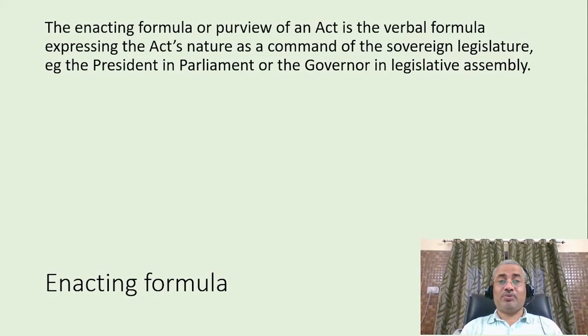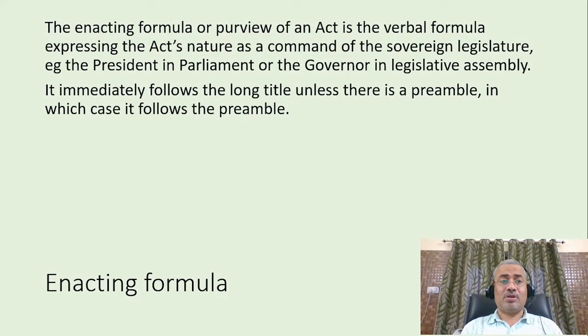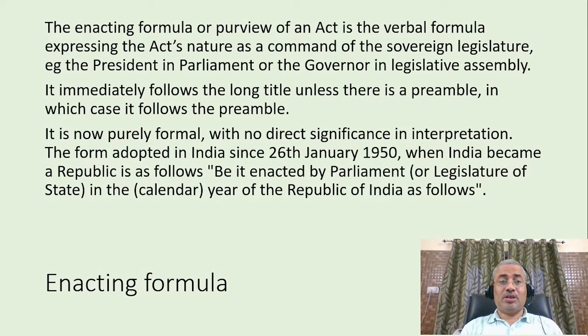Then comes the enacting formula. The enacting formula or purview of an act is the verbal formula expressing the act's nature as a command of the sovereign. So basically notice here the command. It is written, the sovereign says that now this is the law. Sovereign may be the president or the governor in our case. It immediately follows the long title unless there is a preamble, in which case it follows the preamble. It is now purely formal with no direct significance in interpretation.